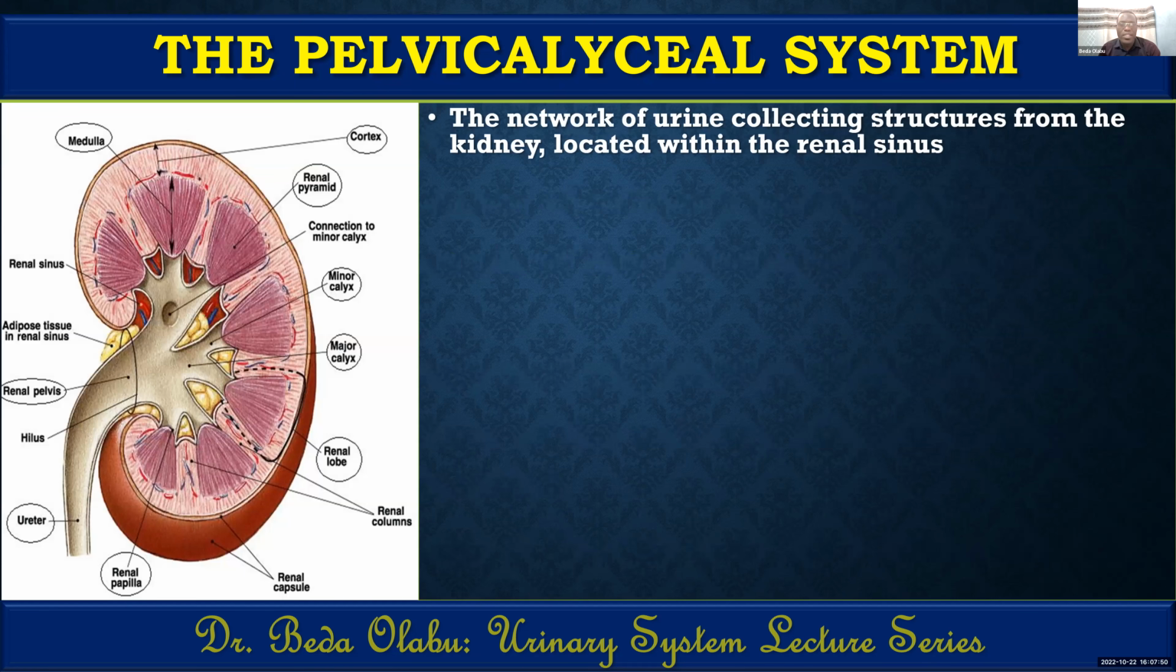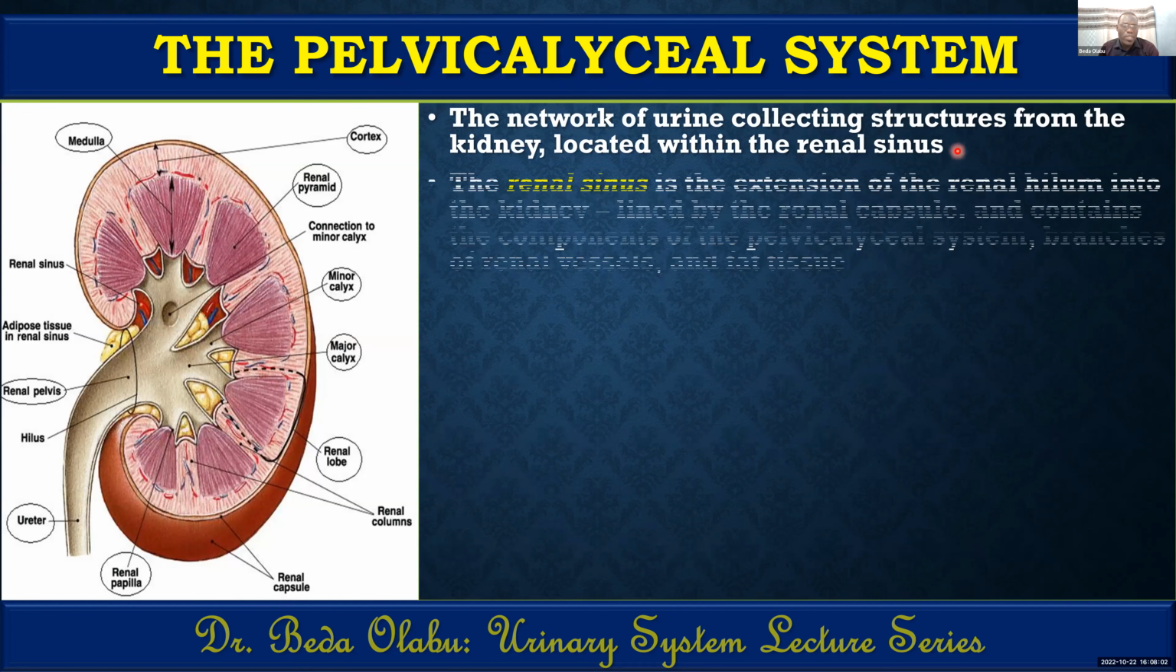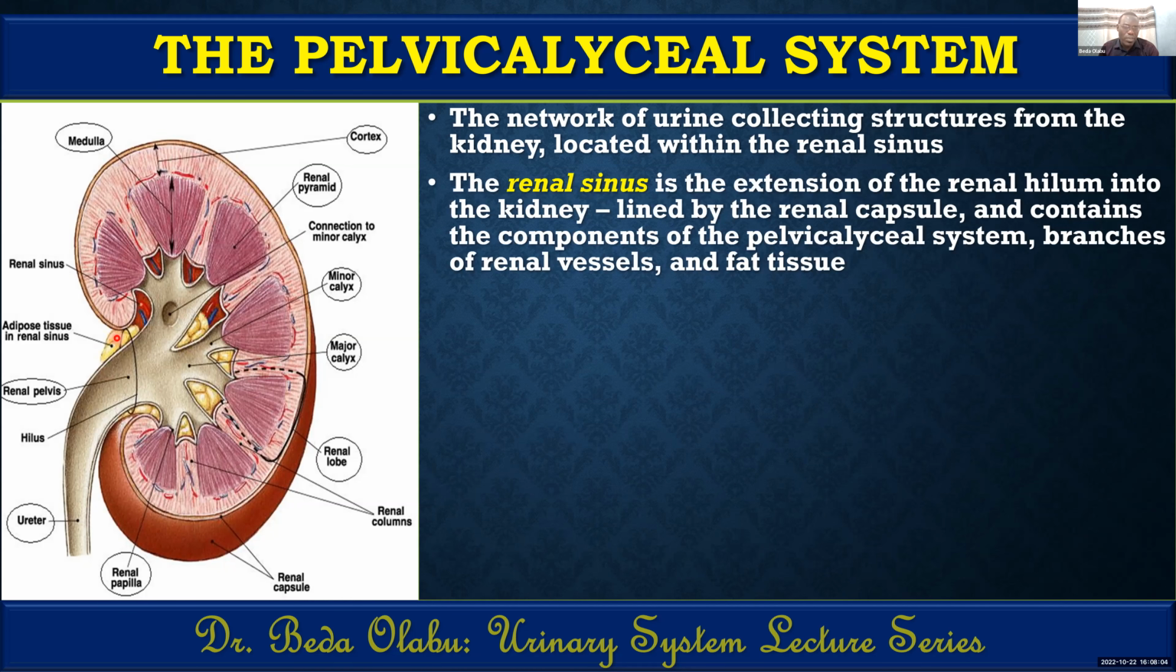The pelvicalyceal system is the network of urine collecting structures from the kidney, and they are centered within the renal sinus. When you talk of the renal sinus, we're talking about this region. It is the extension of the renal hilum into the kidney. This is the renal hilum, the point where structures enter or leave the kidney.